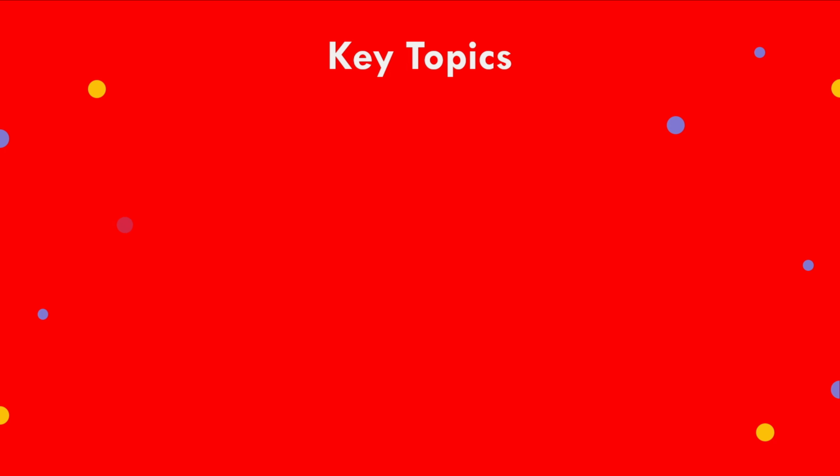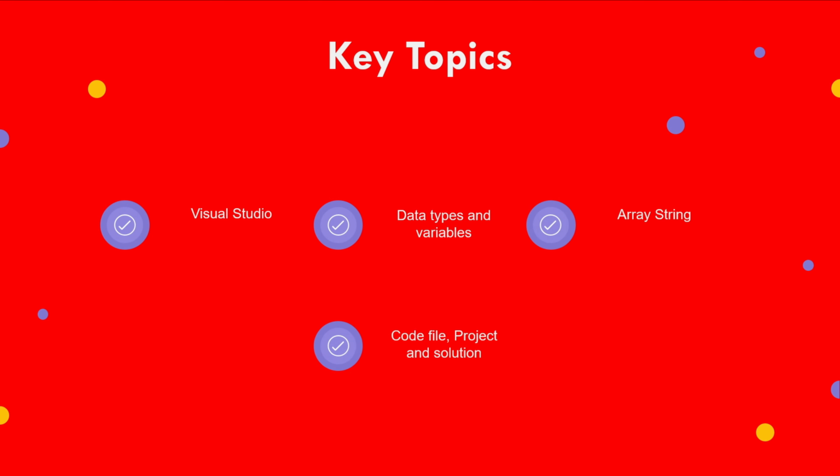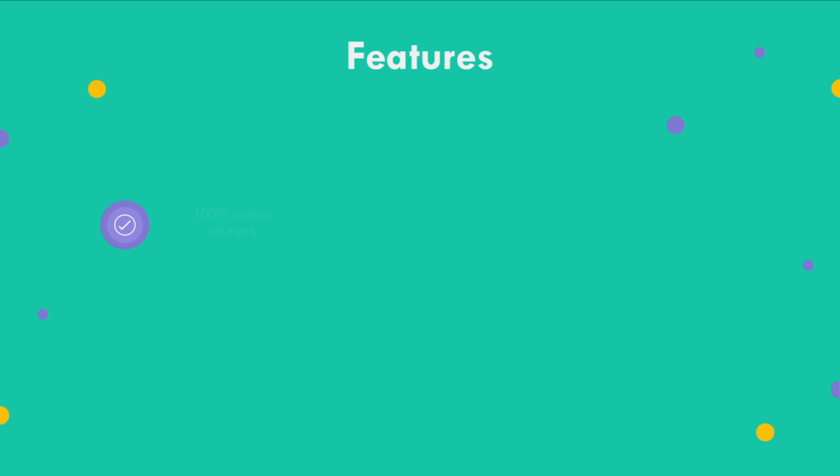Key topics of this course: Visual Studio, data types and variables, array string, code file, project and solution. Features of this course: 100% online courses, flexible schedule, self-paced learning option. The rating of this course is 5.